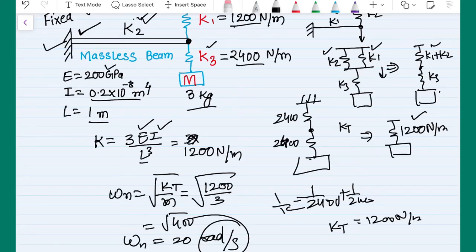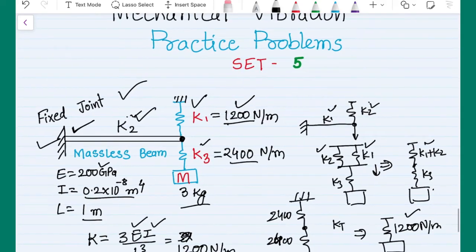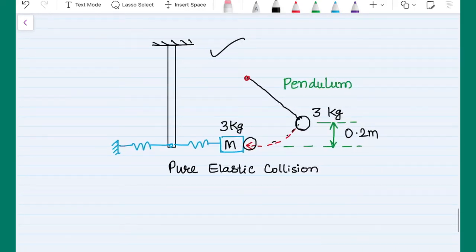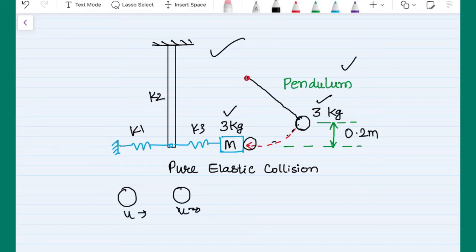After finding the natural frequency, our next job is to find the response of the same system. So this is the same system where this was K2, K1 and K3. Here is the mass. I am exciting the mass using this pendulum. It is given that the collision is purely elastic. The mass of the bob of the pendulum is 3 and the mass is again 3. So we can recall that if we have two equal masses, one stationary and another one moving, then there will be a complete exchange of velocity.